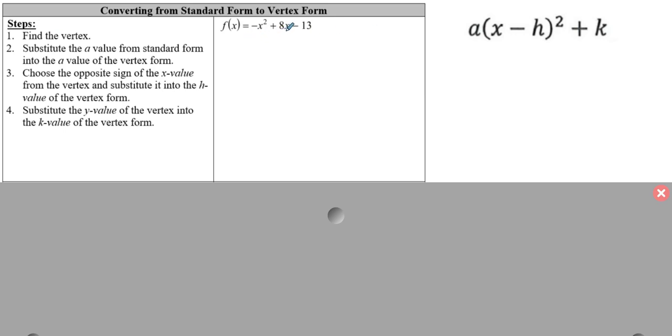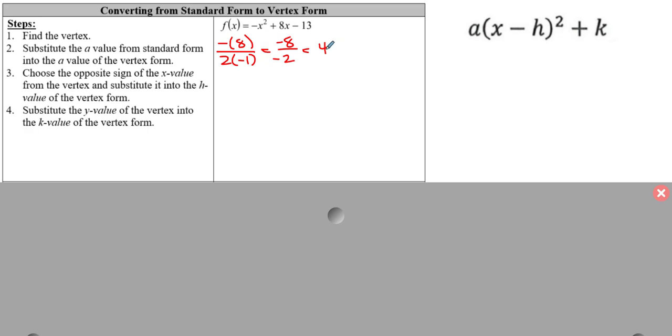We know that our B value is +8, so we're going to do negative B value over 2 times our A value, which is a -1. Don't forget, if you don't see a number there, it is always a 1, but also pay attention to your signs. So now we got -8 over 2 times -1. That is -2. This is going to give me a +4.